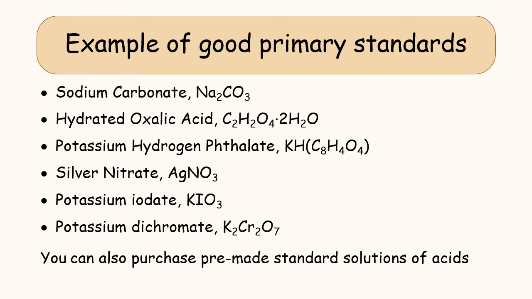Now, this is a list of good primary standards. If you're watching this with your summary notes, these are all included in your summary notes. But we have things like sodium carbonate, hydrated oxalic acid, silver nitrate, potassium iodate, potassium dichromate. Additionally, when it comes to acids like hydrochloric acid, sulfuric acid, etc., you can purchase pre-made standards that you can use directly.